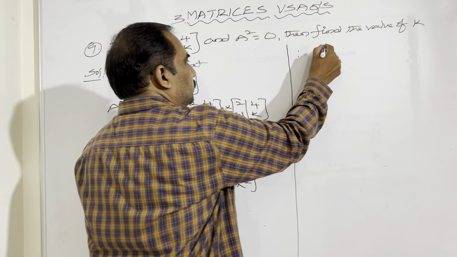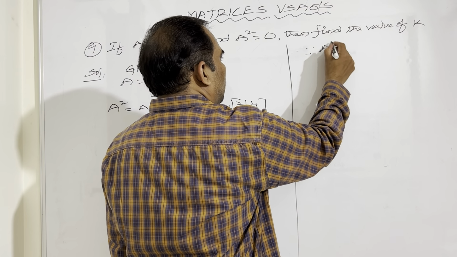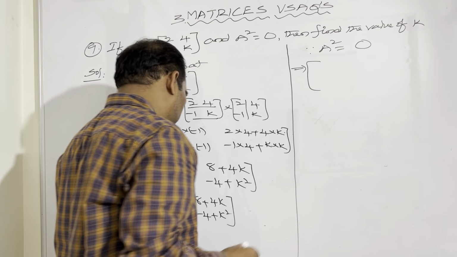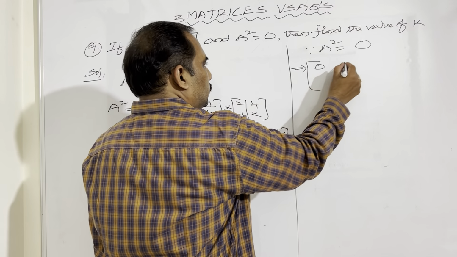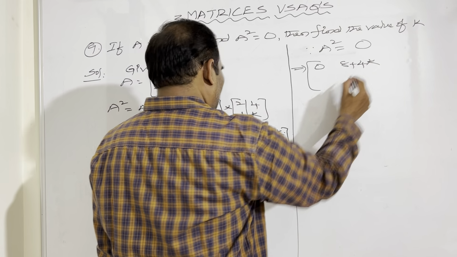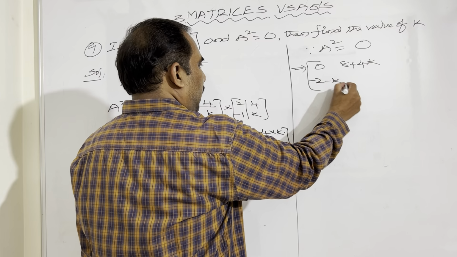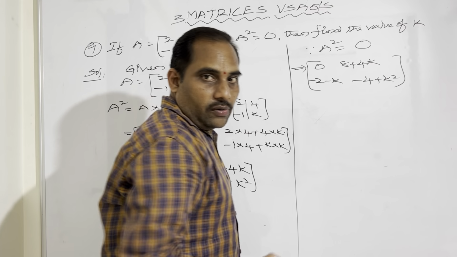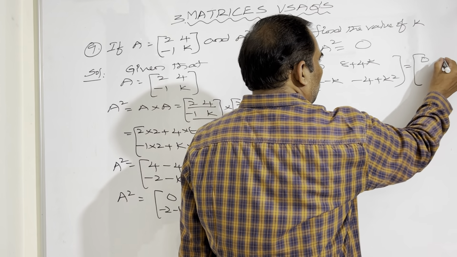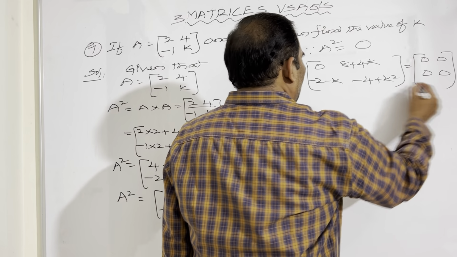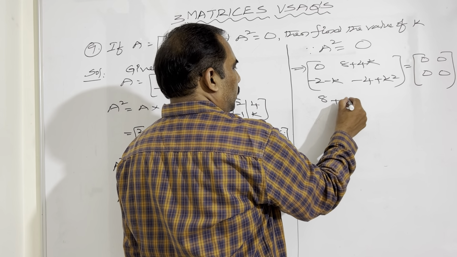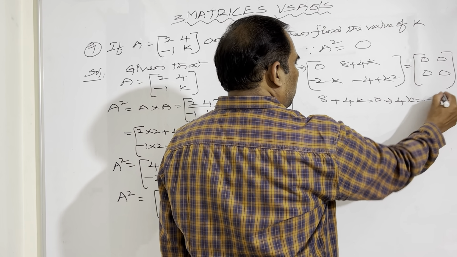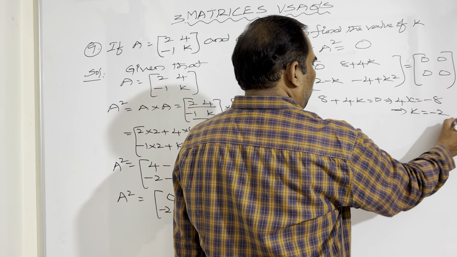So given the condition, since A square is equal to O, from this we get A square, here we have 0, 8 plus 4k, minus 2 minus k, and minus 4 plus k square, which is equal to the null matrix, 0 0 0 0. So corresponding elements, if we equate, 8 plus 4k is equal to 0. From this 4k is equal to minus 8, so we get k is equal to minus 2.